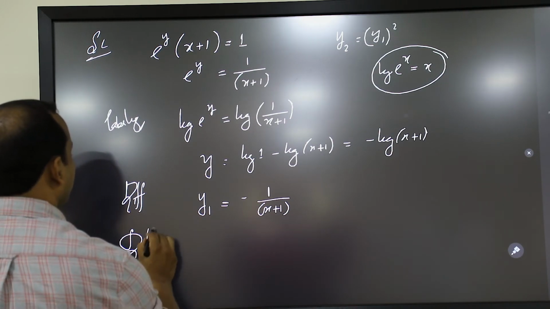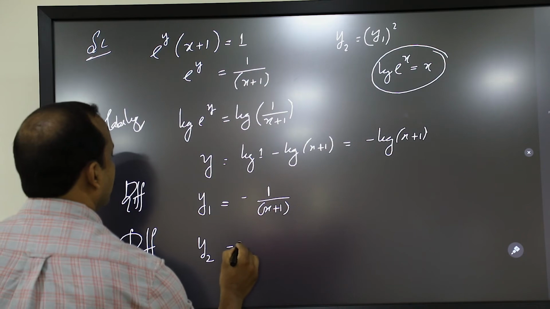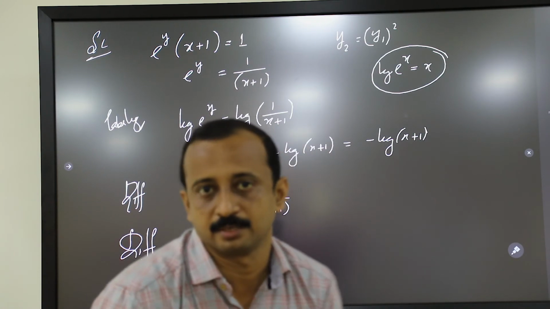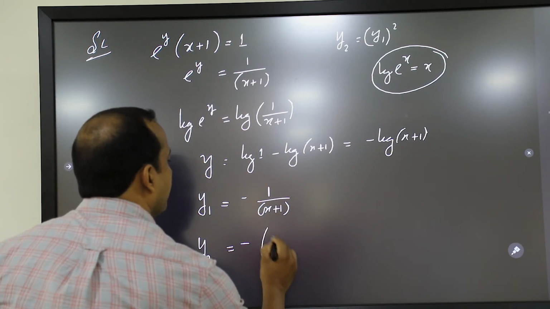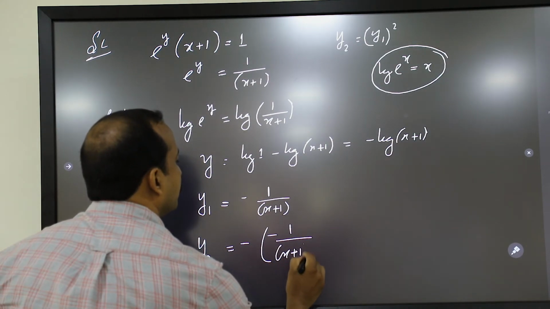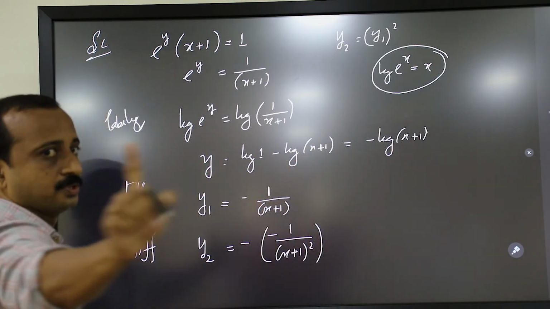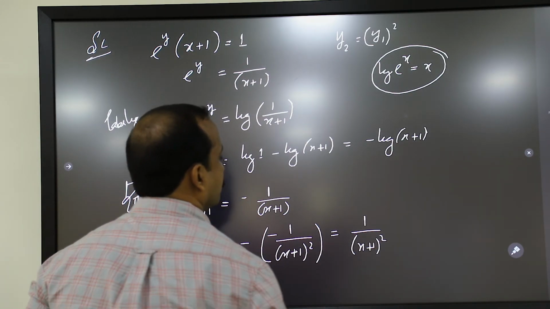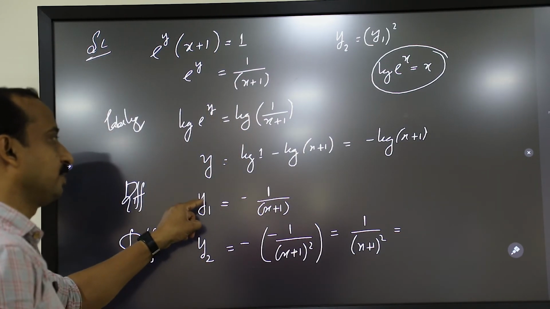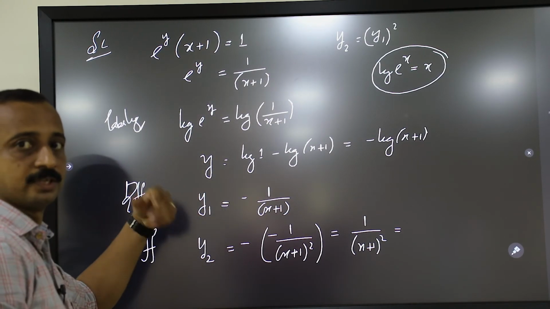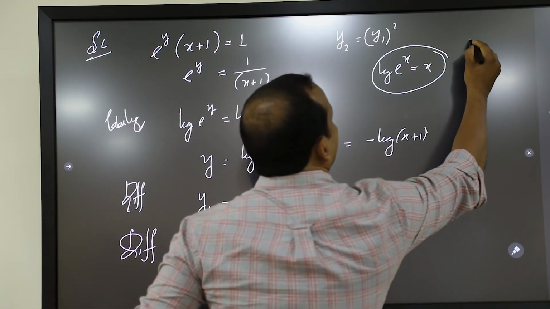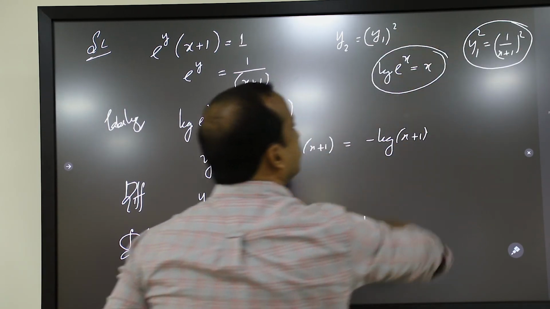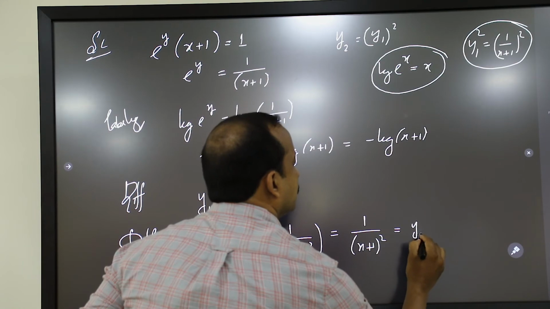Again differentiating with respect to x, y2 is equal to minus of the derivative of 1 by x plus 1. You already know the derivative of 1 by x is minus 1 by x square. Therefore, the derivative of 1 by x plus 1 is minus 1 divided by x plus 1 the whole square, into the derivative of x plus 1, which is 1. That is equal to minus into minus, plus 1 by x plus 1 the whole square. You already know y1 is minus 1 by x plus 1, and y1 square is 1 by x plus 1 the whole square.